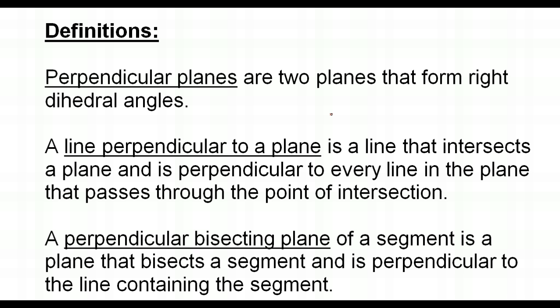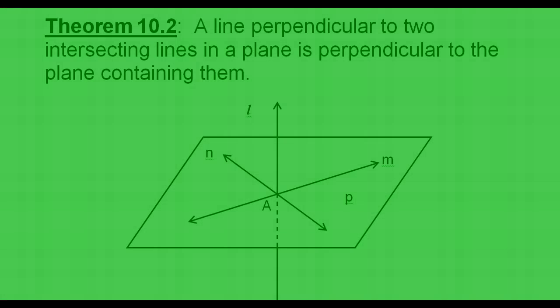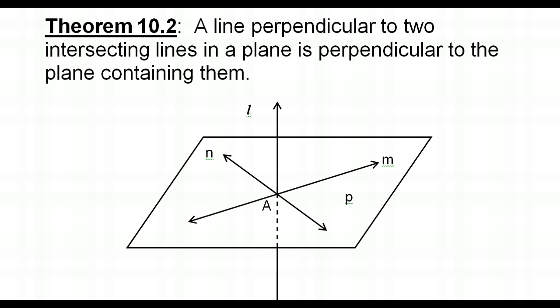So let's look at some theorems, and I have some pictures to go along with them. Okay, here's theorem 10.2. A line perpendicular to two intersecting lines in a plane is perpendicular to the plane containing them. Now, if this line L is perpendicular to the line N, and then if I look at L and say, okay, and it's also perpendicular to the line M, then the theorem says that it must be perpendicular to the plane that contains them.